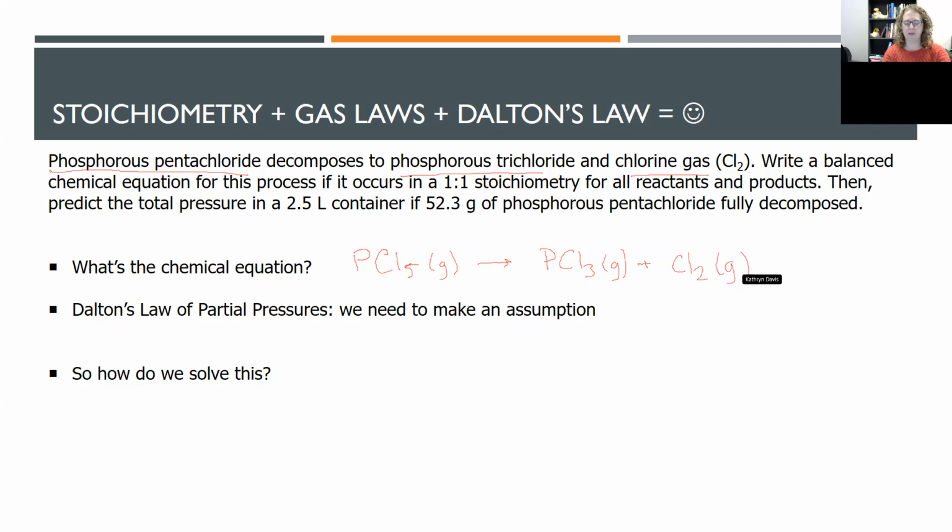It's said in the problem that they're all 1-to-1, so all these coefficients are 1, but I hope you could figure out by looking at it that it was already balanced. There's 1 phosphorus and 5 chlorines on each side.